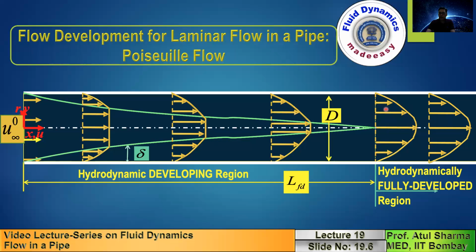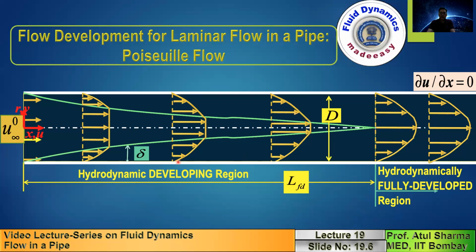So if you consider at any radius a fluid particle which is moving in a fully developed region, its velocity remains constant. Here, let's suppose in this radius the velocity is constant. In this radius also the velocity is constant. So del u by del x at any radius is equal to 0. This is the characteristic of a hydrodynamically fully developed region. This is called the hydrodynamically developing region, and this L_FT is called the development length.